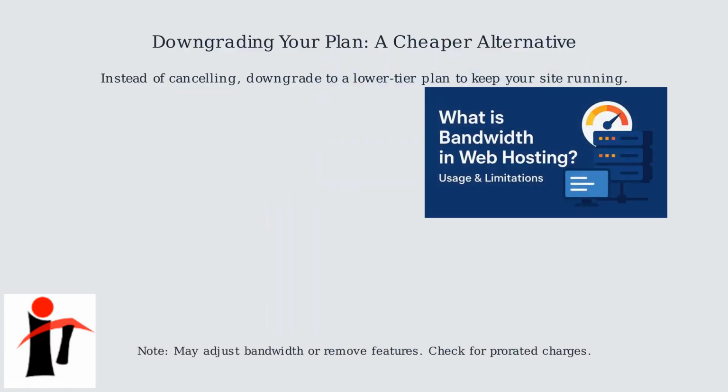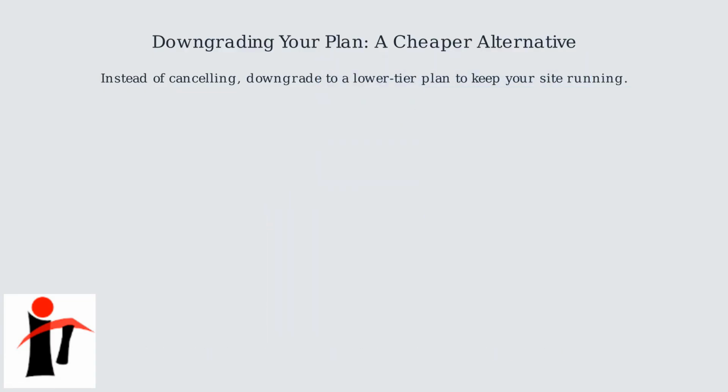Choose a lower-tier plan and confirm the downgrade. Be aware that downgrading might adjust bandwidth limits or remove specific features. Also check for any prorated charges if you're mid-billing cycle. Downgrading provides continuity without data loss, though some features may be adjusted.